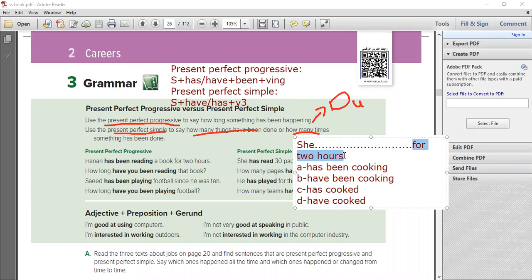Anything related to duration of time. For 2 hours, for 2 months, for whatever, for a year maybe. Okay? You're going to use the present perfect progressive. Easy?